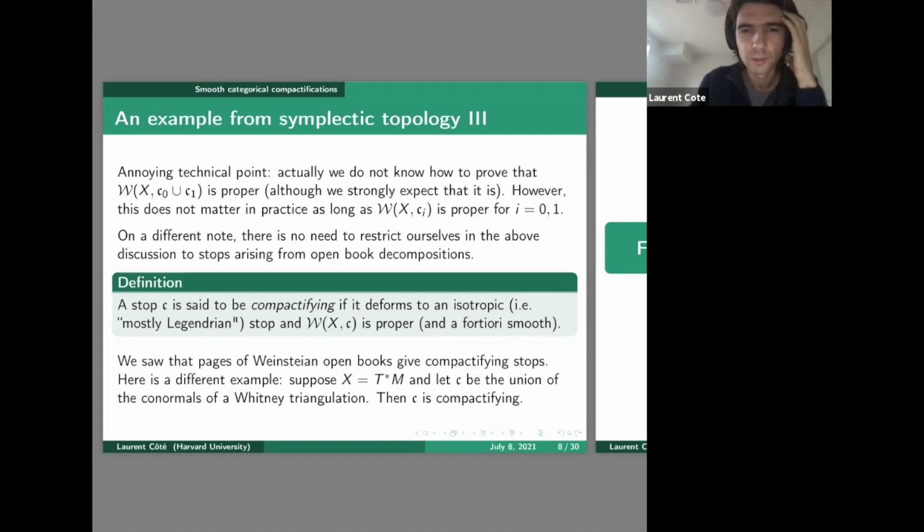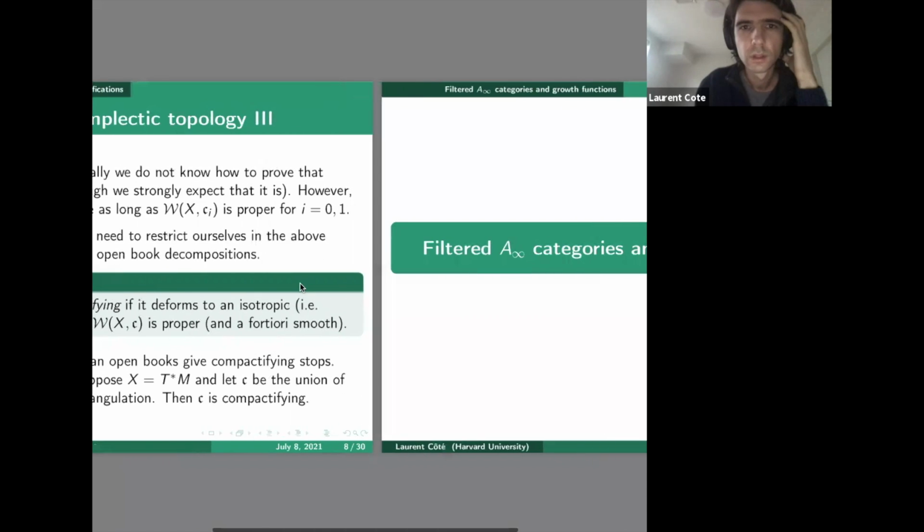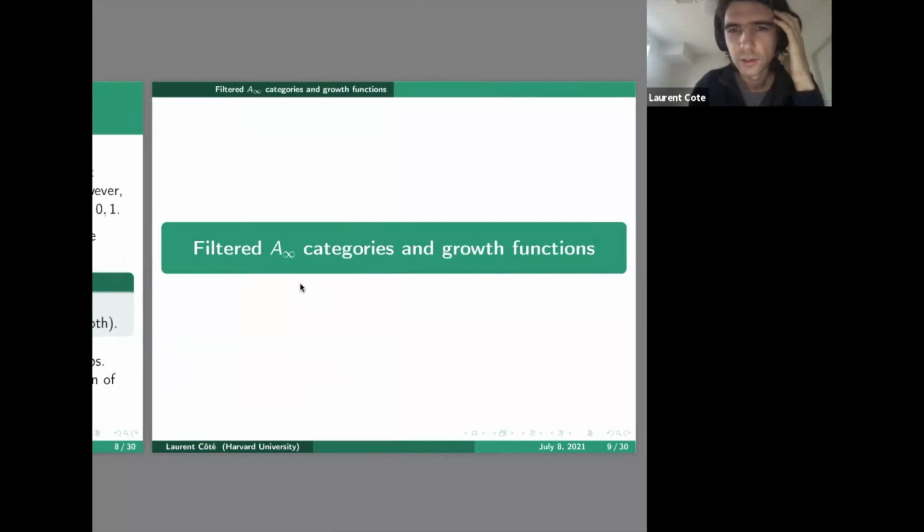So it can be shown that pages of Weinstein open books give compactifying stops, but these are not the only examples. A different example, for instance, if X is the cotangent bundle of a manifold, then you can take C to be the union of the conormals of a Whitney triangulation. And there are other examples that one can consider. Okay, so let's move on now to talking about filtered infinity categories and growth functions.